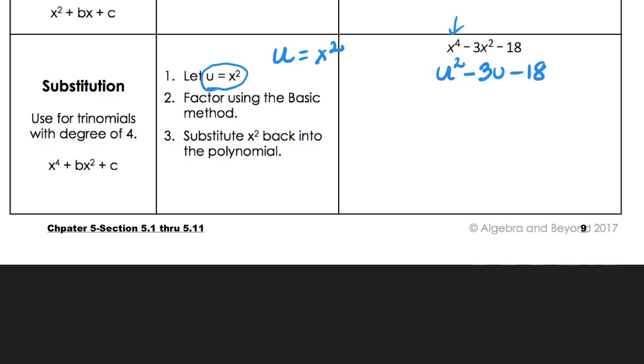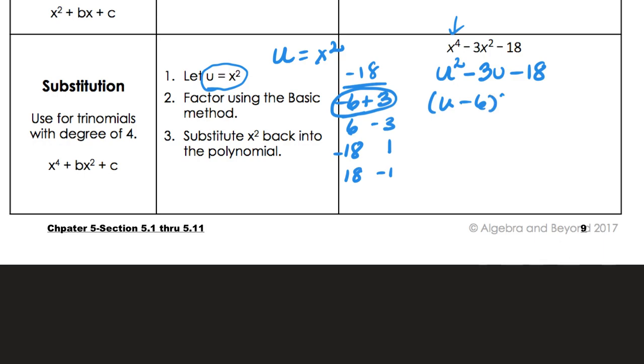Find the factors of -18. So we have -6 times 3. We have 6 times -3. We have 18 times 1. One of them has to be negative. And then 18 times -1, of course. Once again, the first two work. So you have u minus 6. And then we have u plus 3.